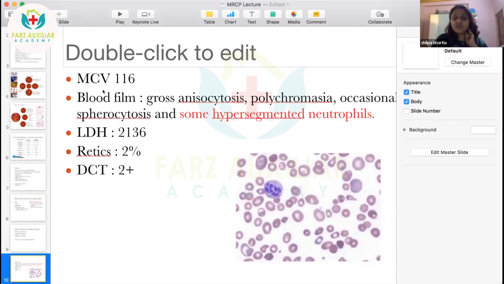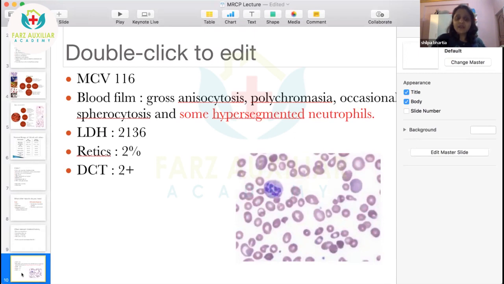She had an MCV of 116. Her blood smear showed gross anisocytosis, polychromasia. These purplish cells, if they show you, are polychromasia. She had occasional spherocytes, like this one, very thick stained cell spherocytes, and some hyper-segmented neutrophils. Her LDH was grossly elevated. Her retics weren't very high. And her DCT was also positive.